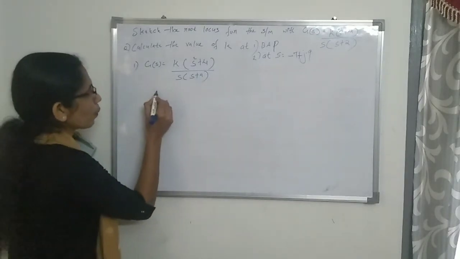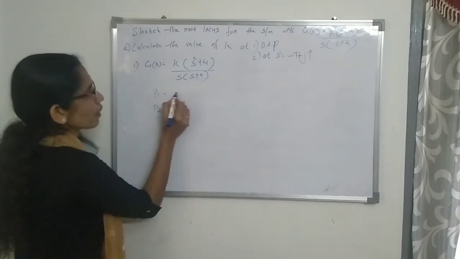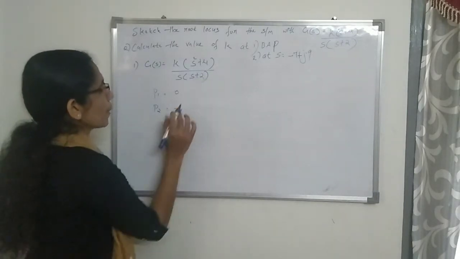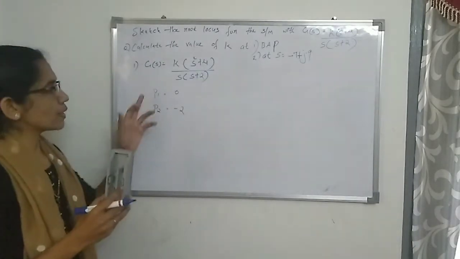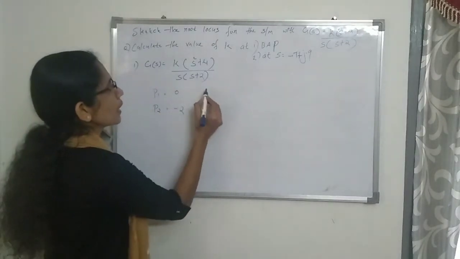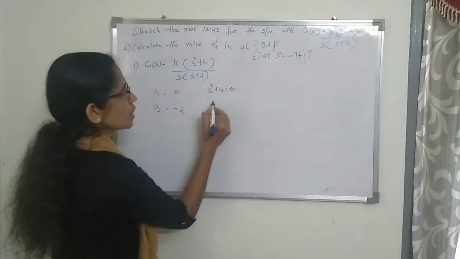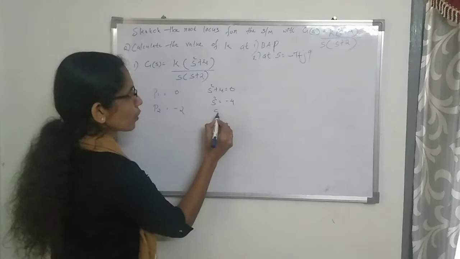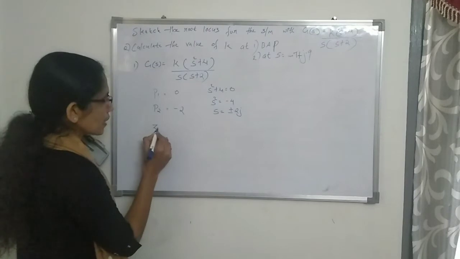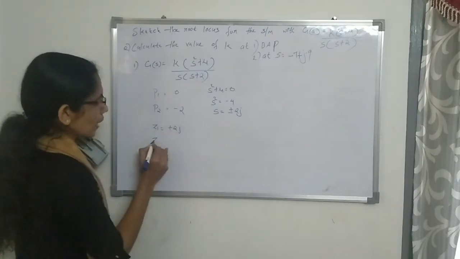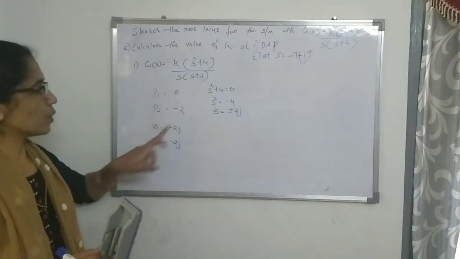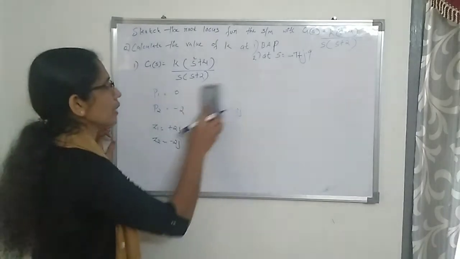Here the poles are P1 equal to 0 and P2 equal to -2. The zeros come from s² + 4 = 0, that is s² = -4, so s equals plus or minus 2j. Therefore the zeros are z1 equal to +2j and z2 equal to -2j. So the poles are 0 and -2, and the zeros are +2j and -2j.